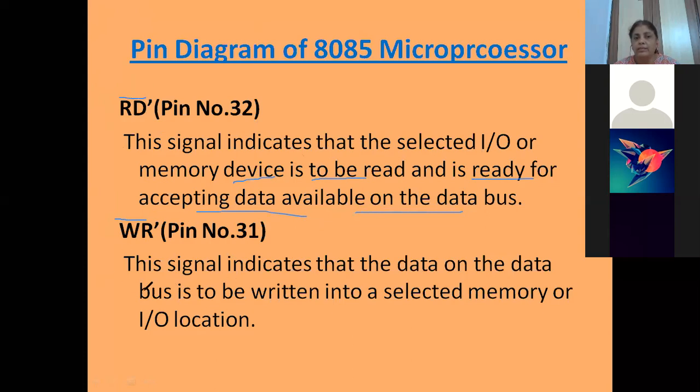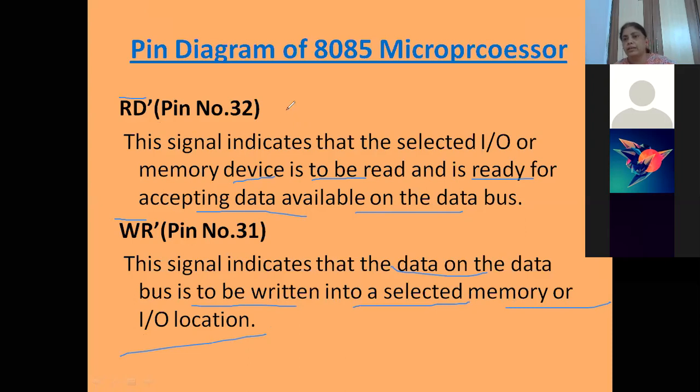Or write bar signal क्या है? This indicates that data on the data bus is to be written into selected memory or IO location. कि जो डेटा था डेटा बस पे वो हमने आईओ डिवाइस या मेमोरी पे selected input output या मेमोरी पे we have stored which was available on data bus. और read bar में क्या है? That we have already read the data and it is available on data bus.